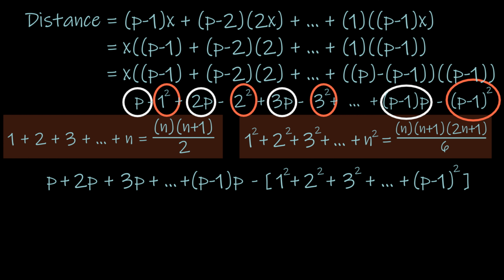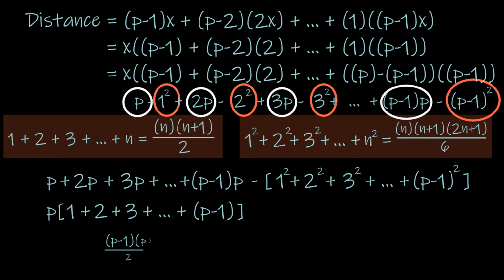For my positive terms, they all share a common factor of p. So I can factor that out and I'll be left with p times (1 plus 2 plus 3, all the way up to p minus 1). This is perfect because 1 plus 2 plus 3 all the way up to p minus 1 is just the sum of consecutive integers. We can use our formula of n times n plus 1 over 2 to calculate what the sum is if we just substitute in p minus 1 for n. When we substitute in p minus 1 for n, we get p minus 1 times p divided by 2.